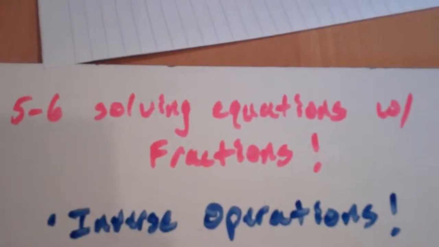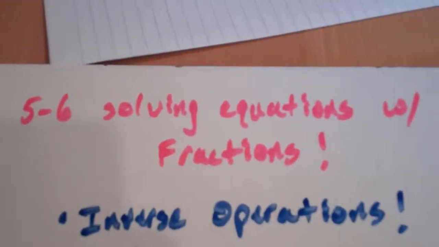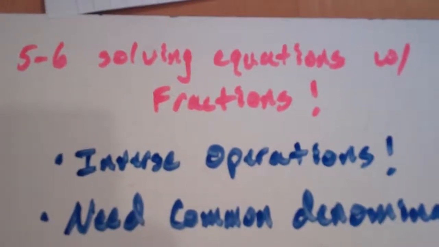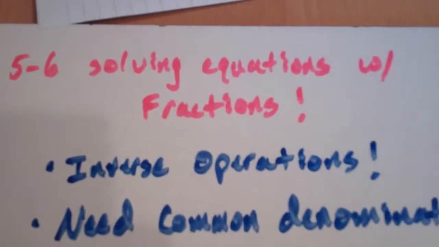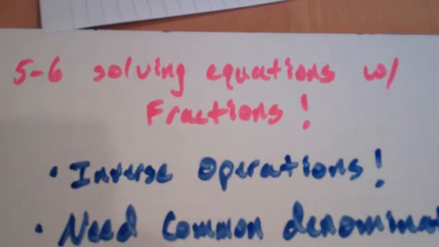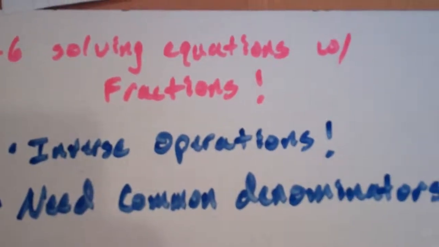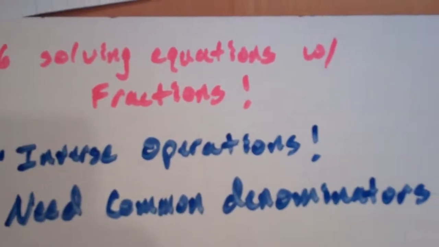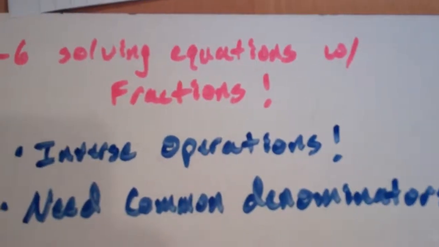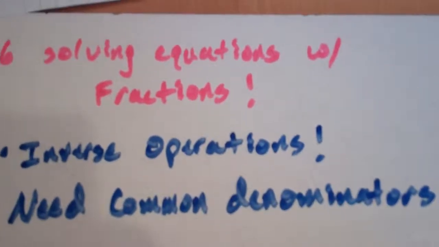Welcome to Chapter 5-6. We are solving equations dealing with fractions. A couple things to remember. We're going to be using inverse operations to solve for the variable. Whatever is occurring to the variable, we have to do the opposite to undo those operations. And whenever we are combining fractions, we need to make sure we're always finding a common denominator. You cannot be adding fractions or combining fractions that don't have the same denominator.